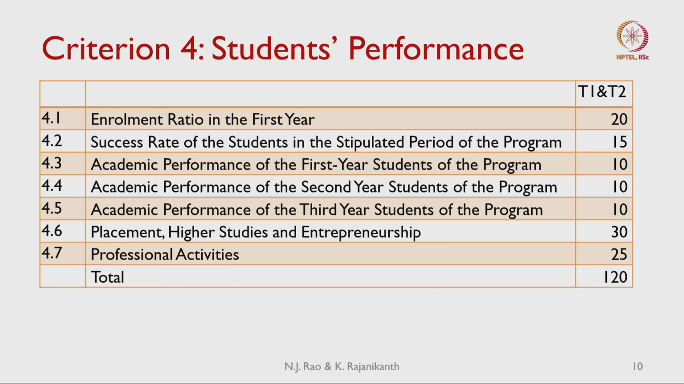Then criterion 4 is students performance, which is mostly data, enrollment ratio, then success rate. Success rate is the students who are completing the program in the stipulated period of the program. Then academic performance, first year, second year, third year. Here we take the students as having completed one academic year if they are permitted to go to the next academic year. Okay. So, using that as the criterion, academic performance, first year, second year, third year. Then placement, higher education and entrepreneurship, how the students find placements, how many of them go for higher education, then how many of them have become entrepreneurs. Then the professional activities. So, this data has to be provided.